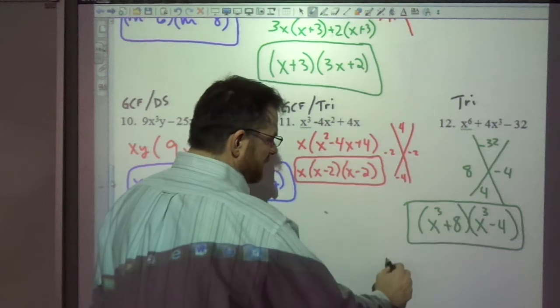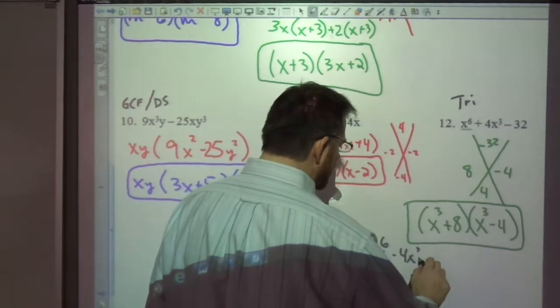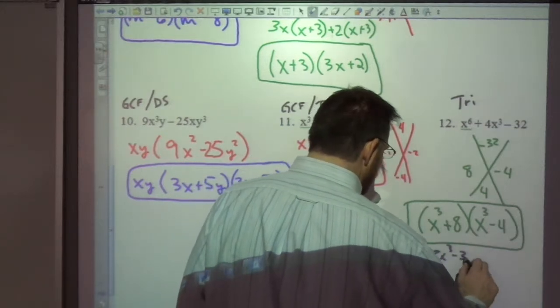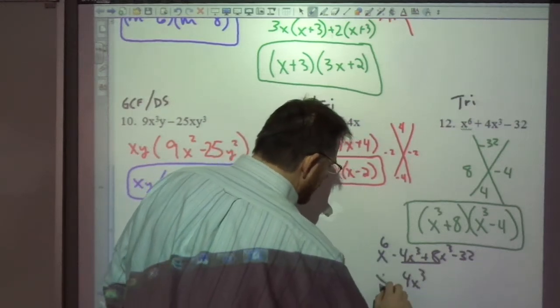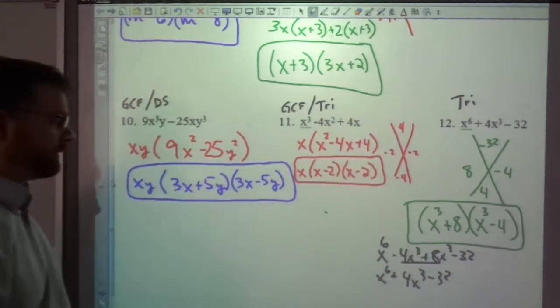X to the 3rd times x to the 3rd is x to the 6th. The outers are -4x to the 3rd. The inners are positive 8x to the 3rd. And the last is -32. These combine to be 4x to the 3rd, so I get what I started with. There's nothing wrong with FOILing on every problem to make sure that you did it right.